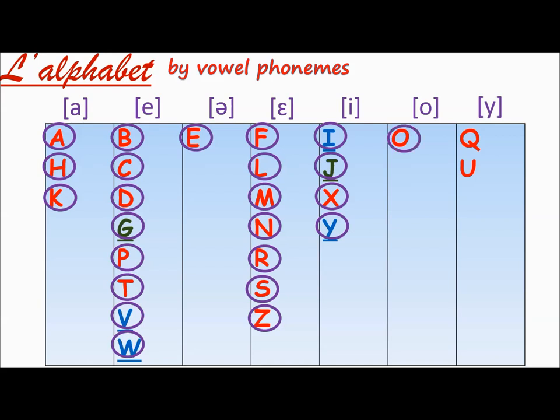Next column is another lonely one. O. It's quite a closed one. So in the previous video, we saw an open O that can then turn into a nasal O, but this one is closer, so O.